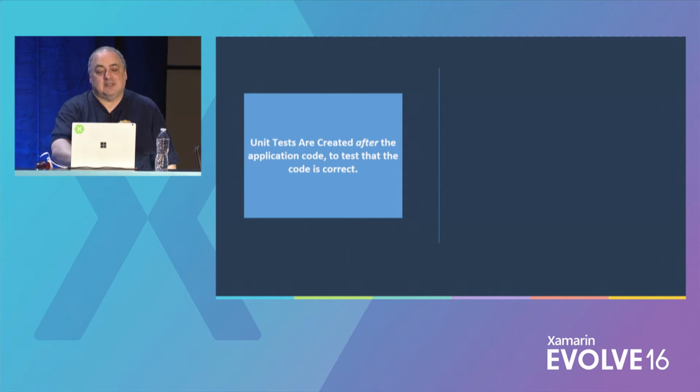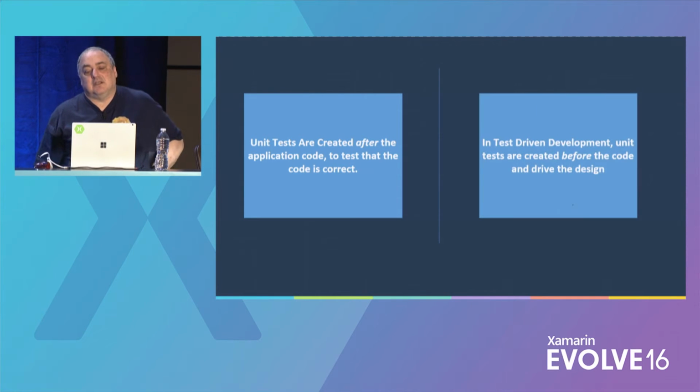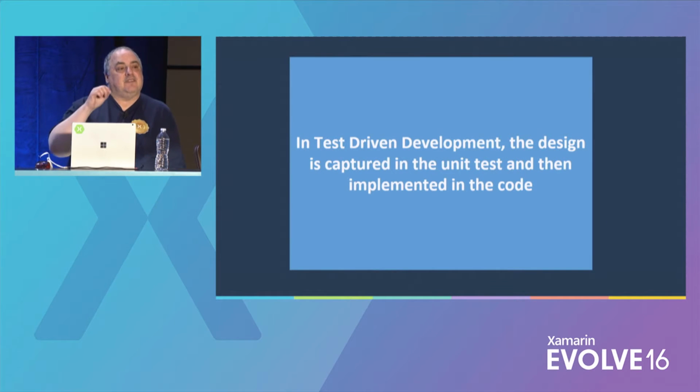That's unit testing. Test-driven development turns that on its head. The unit tests are created before you write any code. That makes all the difference in the world. In test-driven development, the design of your code is captured not in your code, but in the unit test. And then the code implements that design. The code becomes very straightforward and fairly simple once you have a good unit test. So test-driven development really inverts the way we're used to coding, and that's why it takes a little while to get your head around it.